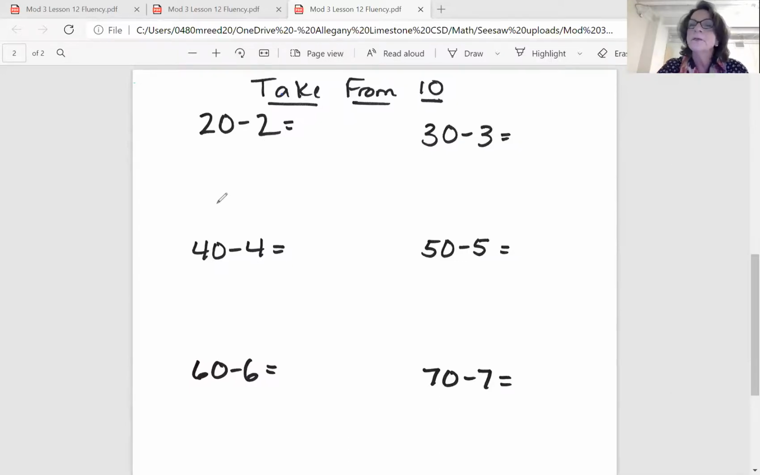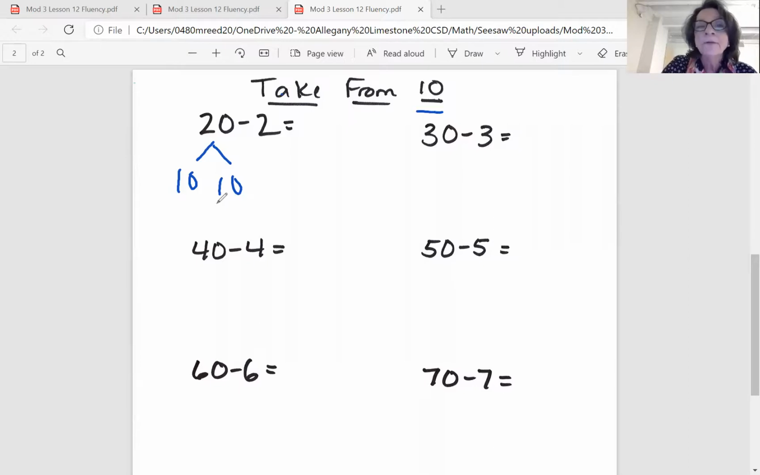We have 20 minus 2. Well, it says take from 10. So how do I get 10? I'm going to decompose 20 into 10 and 10, right? Because 10 plus 10 makes 20. And that's how we decompose. And now I want to take from 10.